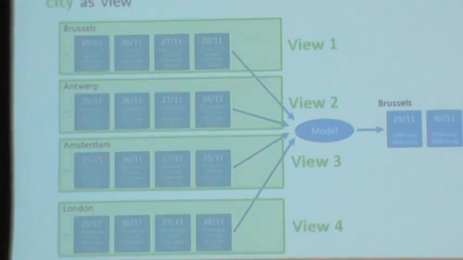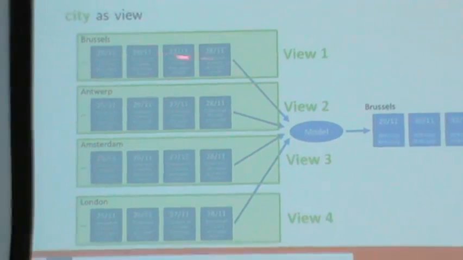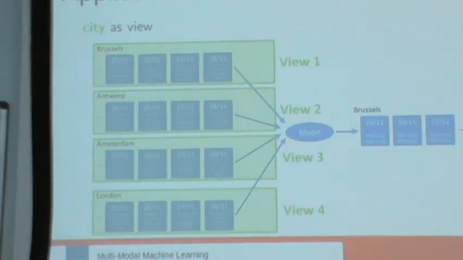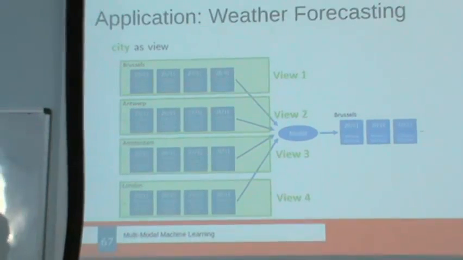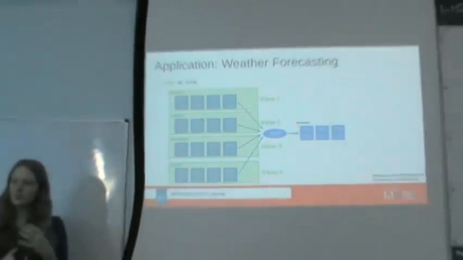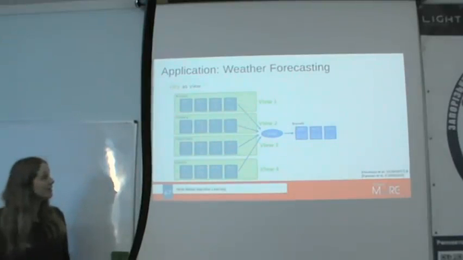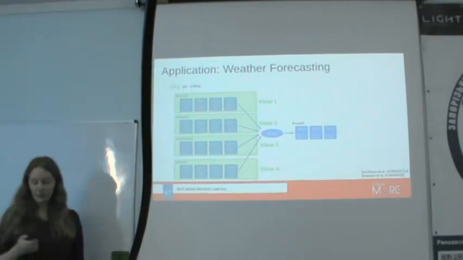So the first model that we did is we took each city as a view. So Brussels a view, Antwerp, Amsterdam, London. And then we used our multi-view method that you saw before, the multi-view least squares support vector machines, to predict the temperature.